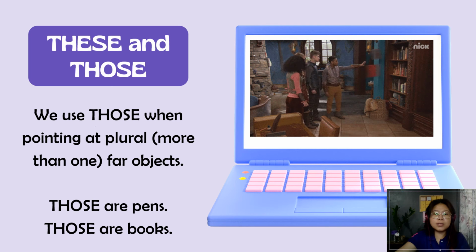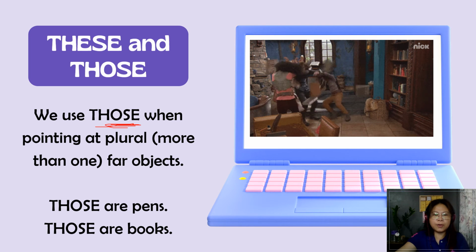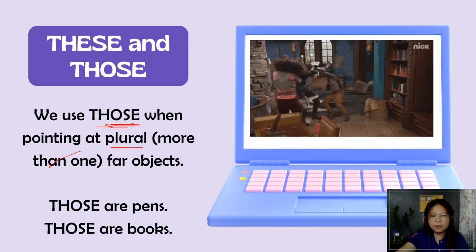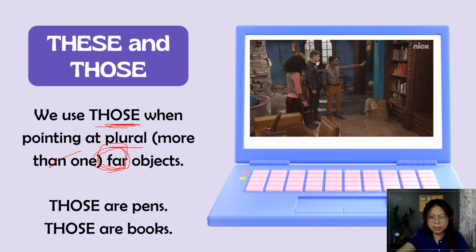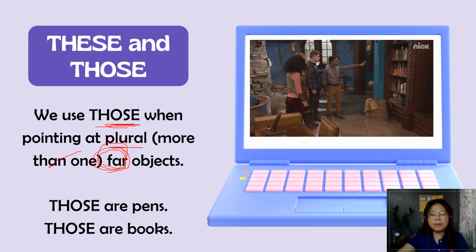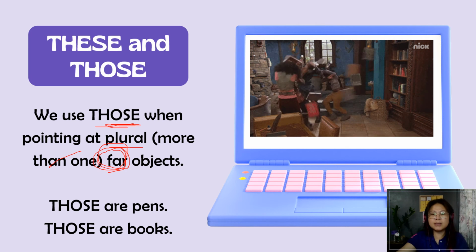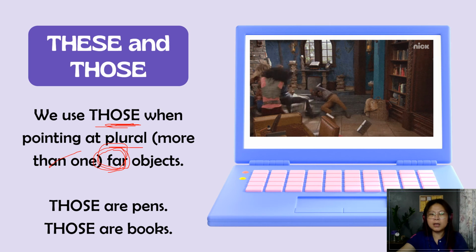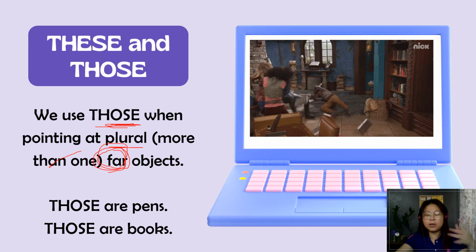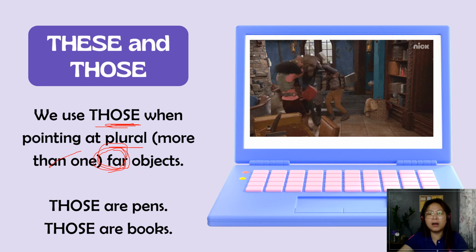We use those when pointing at plural far objects. Far. So for example, those are pens. Those are books. So we use those when pointing at plural, more than one, far objects.